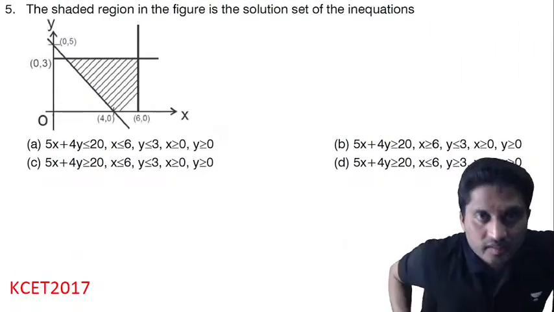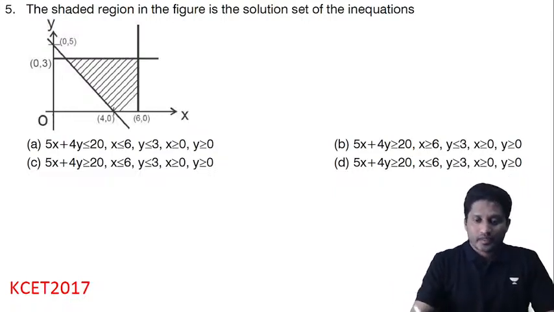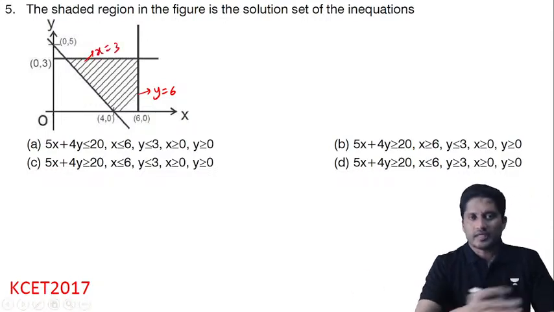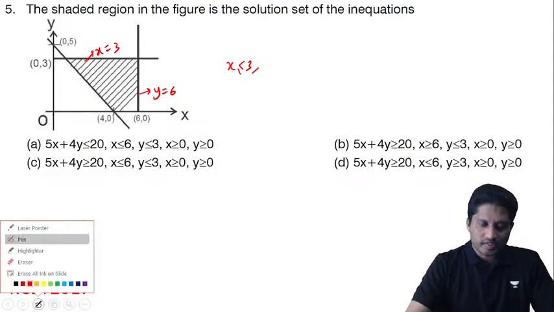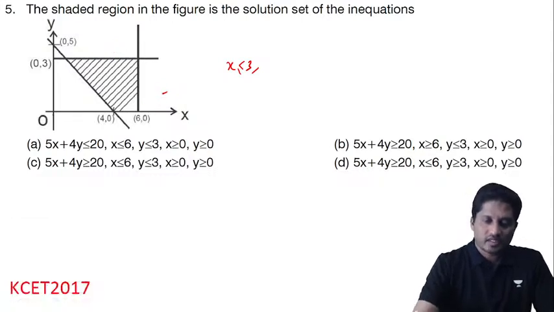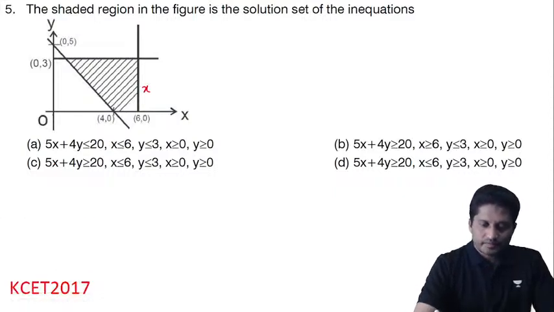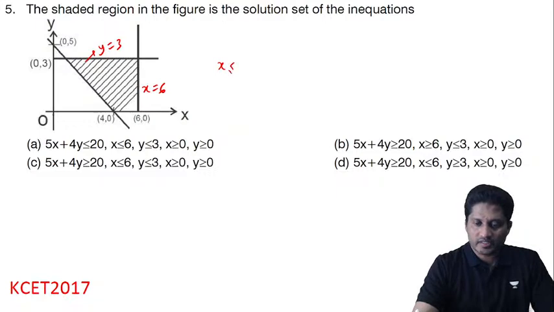The shaded region in the figure is the solution set of the equations. Now listen. This line is y equal to 6. This line is x equal to 3. Both are containing the origin. For x less than or equal to 3, x is equal to something is a line parallel to the y axis, right? Y is equal to something is a line parallel to the x axis. This is x equal to 6. This is y equal to 3. And both are containing the origin. Means that x is less than or equal to 6, y is less than or equal to 3.